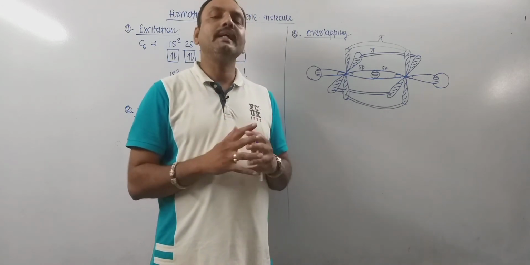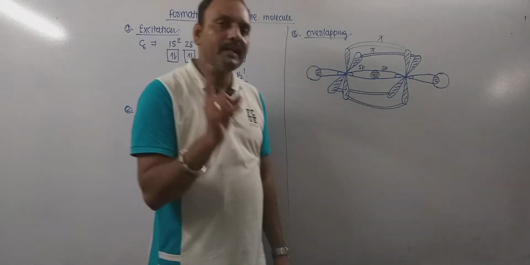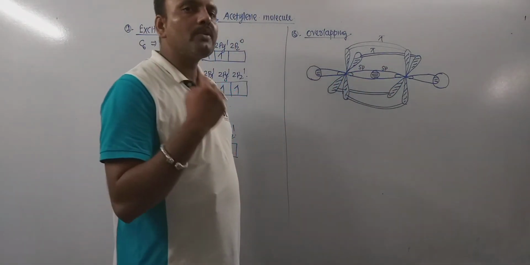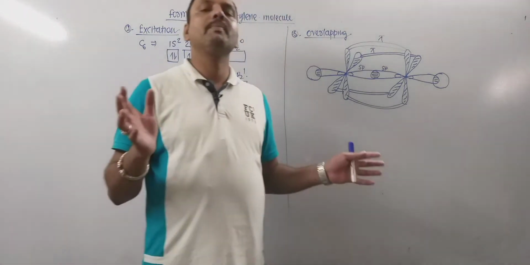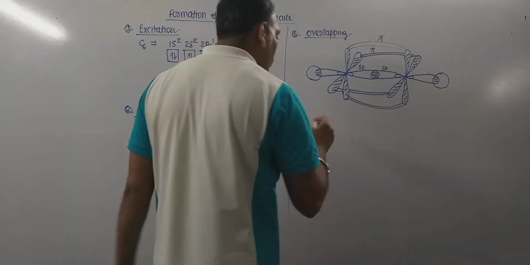So in acetylene there is a triple bond between the two carbon atoms, out of which one is a sigma bond, which is the result of sp-sp overlap, and two are pi bonds, which are the result of p-p lateral overlap. In this way the acetylene molecule is formed.